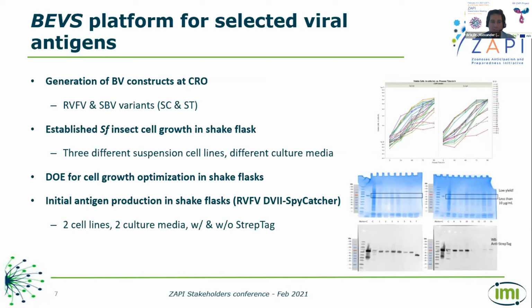For Hanover, that meant in this work package, we had to start with those cells. We focused on Sf, Spodoptera frugiperda insect cells, of course. We optimized the cell growth of different cell lines in different cell culture media with the statistical design of experiments in a shake flask system first. And then once we had optimized those conditions for cell growth and viability, we looked at initial antigen production in shake flask with a focus on the Rift Valley candidate. Next slide, please.